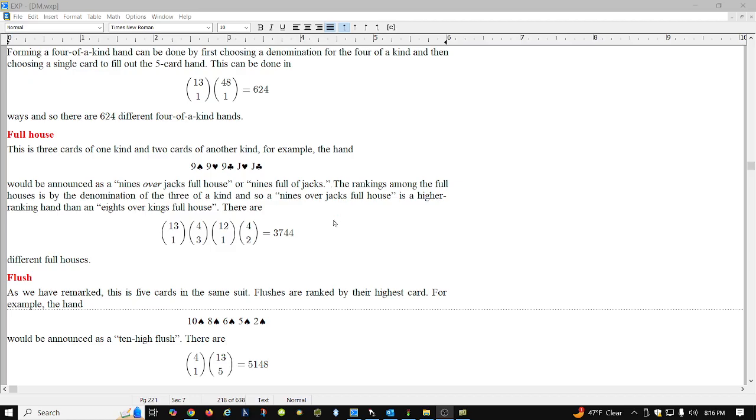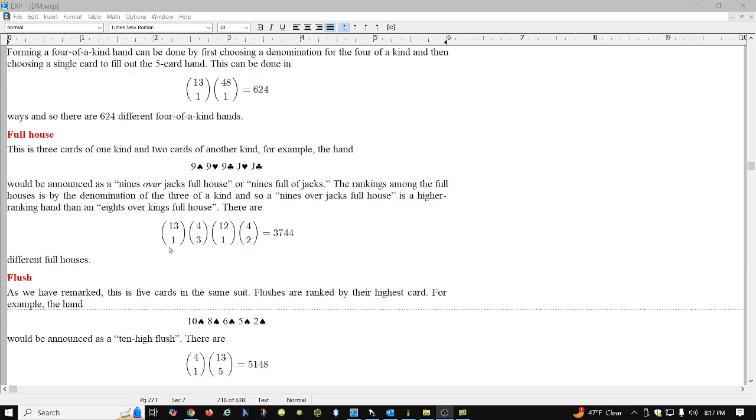Okay. The rankings among the full houses is by the denomination of the 3 of a kind. And that is unique because there's only 4 cards of each kind. 2 people cannot have the same full house using the same 3 of a kind denomination. So it's easy to do the comparison. You don't care about the 2 of a kind. So 9s over jacks full house is higher than 8s over kings because you don't care about the jacks and the kings. You only look at the 3 of a kind.